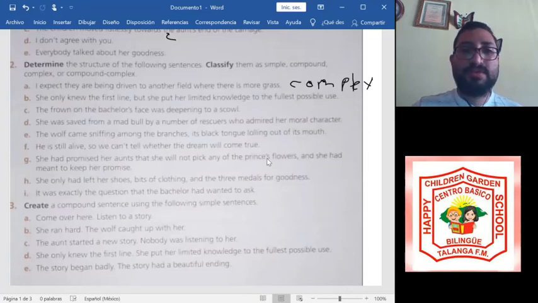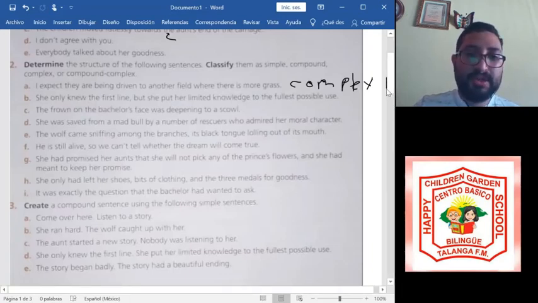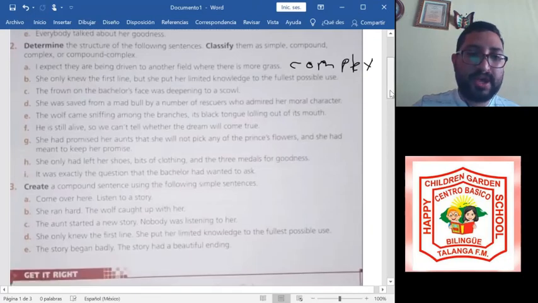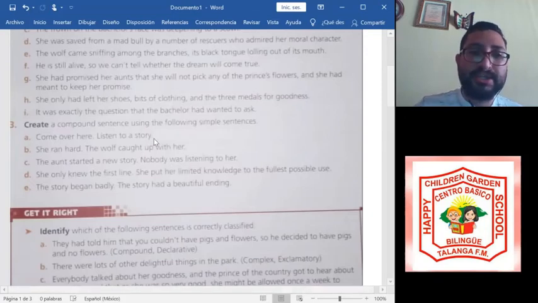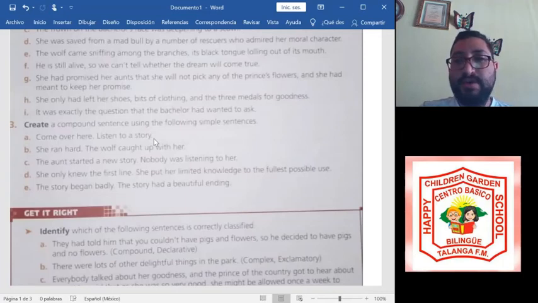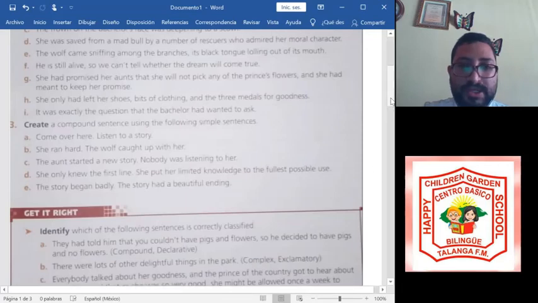And complete this. Now, create a compound sentence using the following independent sentences. We're going to put these ones together. So we got, come over here, listen to a story. This one you can do in your notebook because you have to make another sentence, okay? Come over here and listen to a story. We're going to put a coordinating conjunction to unite these sentences together. And here and here and here. This part we are going to do in your notebook too.